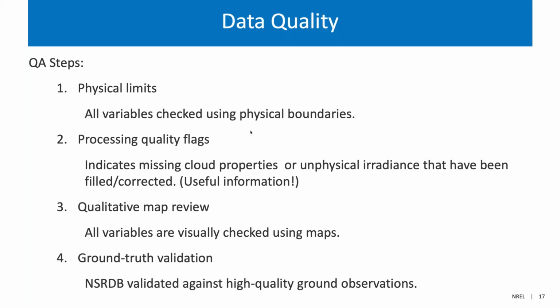Then we, of course, do a qualitative map review. We can't look at every timestamp, but we look at a few timestamps just to see visually whether the maps of the different variables are representative of what we expect them to be. This is very useful occasionally, and has led to us identifying issues with our processing.